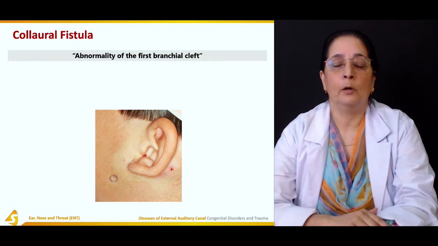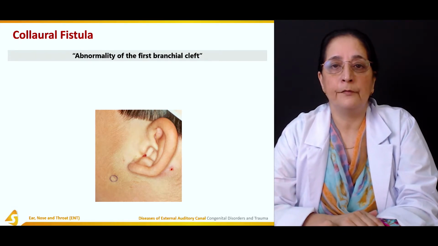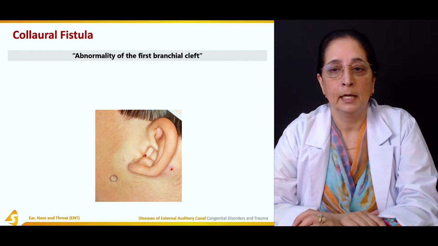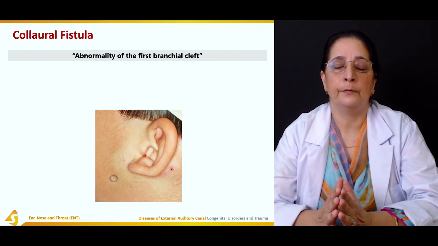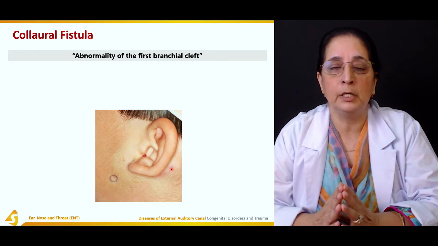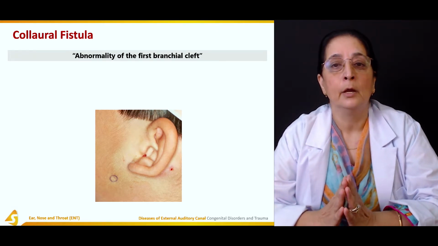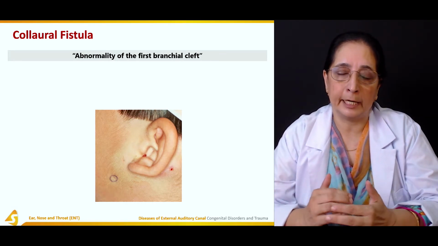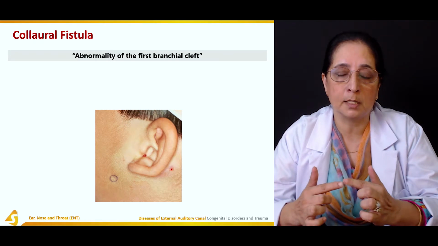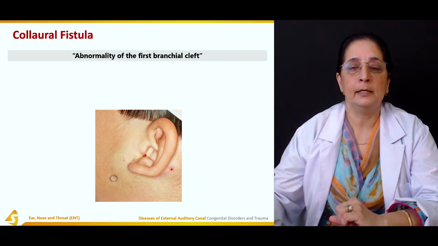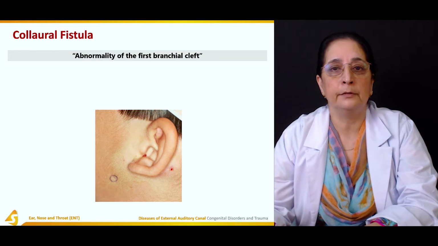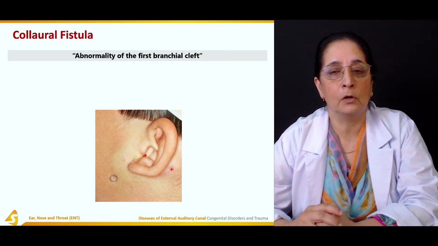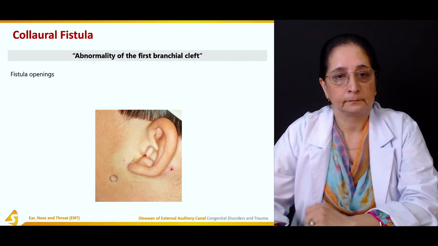Then the other abnormality is the collaural fistula. It's also a congenital abnormality, and this type of abnormality is due to an abnormality in the first branchial cleft. A fistula is a connection between two parts or two structures. So when there is an abnormality of the first branchial cleft, it leads to the formation of a collaural fistula.